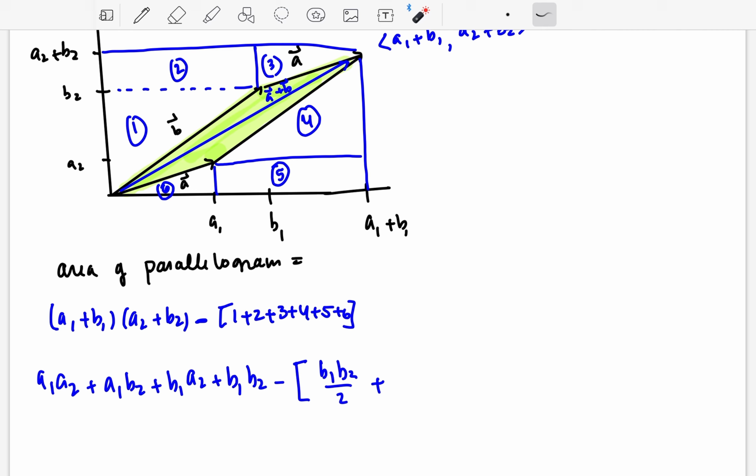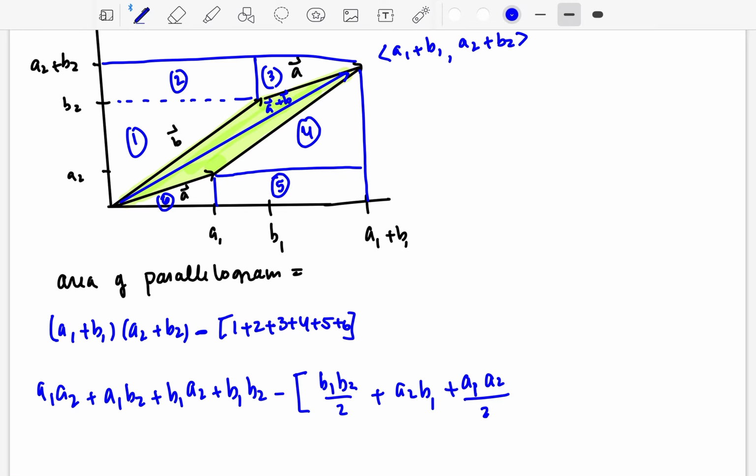I go to the second one. I have the height is A2 plus B2 minus B2. So it's A2. And the base is B1. So A2 times B1. Number 3, the base is A1 plus B1 minus B1, so it's A1. And then the height is A2. So it'll be A1 times A2 divided by 2 plus A1 times A2 divided by 2. And I'm done with 1, 2, and 3.